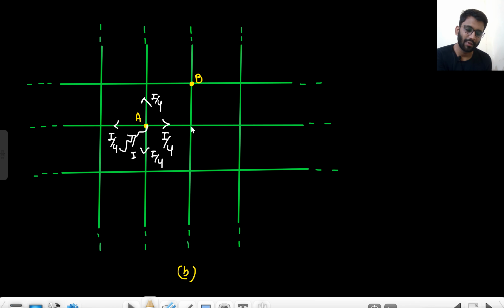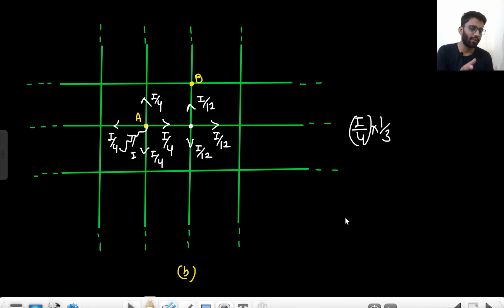Now think about this. This I by 4 current is going here. So it has 3 different paths, right? For this I by 4 current, it has 3 different paths. So I by 12 will go here, I by 12 will go here, I by 12 will go here. That is I by 4 into 1 by 3 for each of the 3 paths. So I by 12, I by 12, and I by 12. So because of A, this is happening. Now because of B, what will happen?